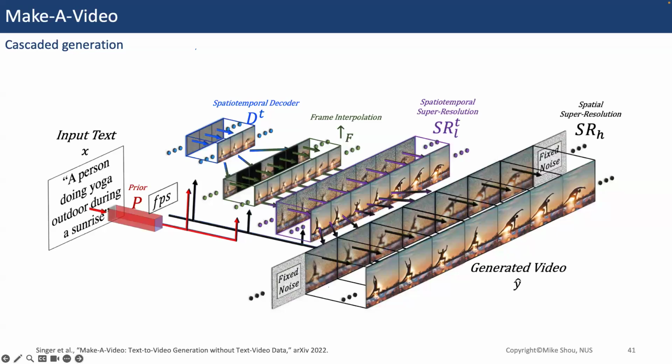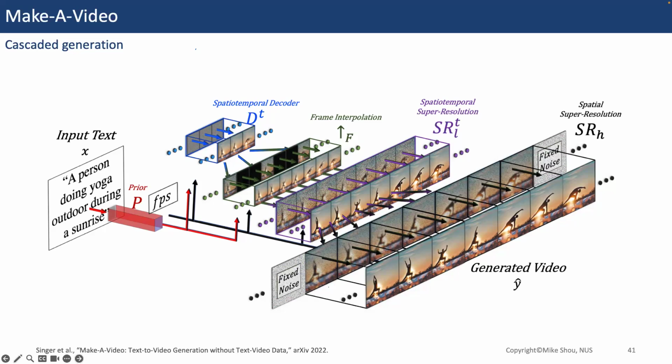And Make-A-Video follows a four-stage process. The first one is the spatial temporal decoder. Starting with the noise, this stage decodes or generates the keyframes at a very small resolution with a limited number of frames. These keyframes are the foundation of the video.